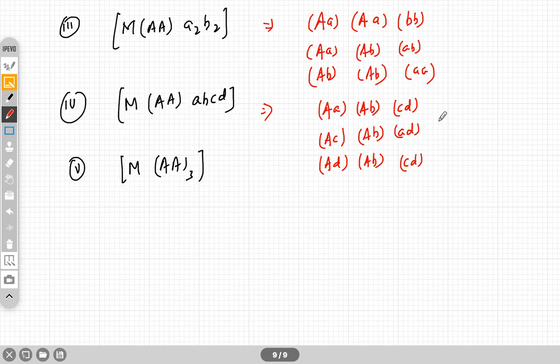Similarly, we can draw 3 more isomers here. So the first and third are the same. First and third, is it? Acha, CD I have written here, AD. What have I done? AD, it should be AC here. AC. Is it fine? Yes. Okay.